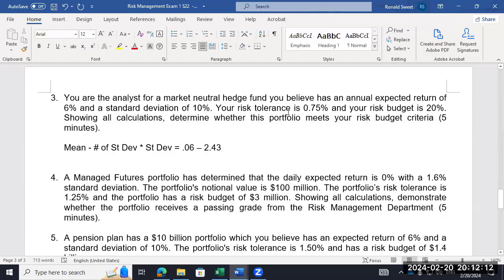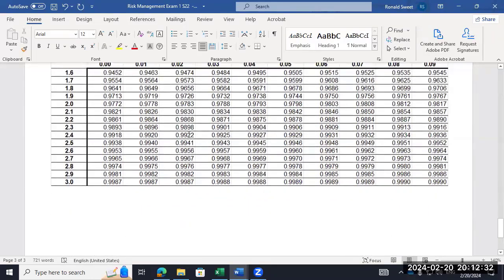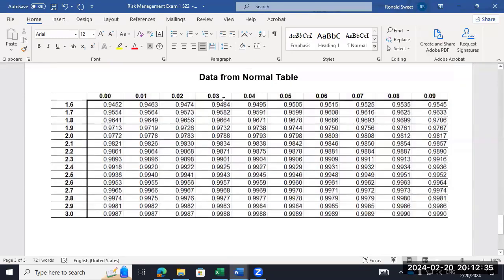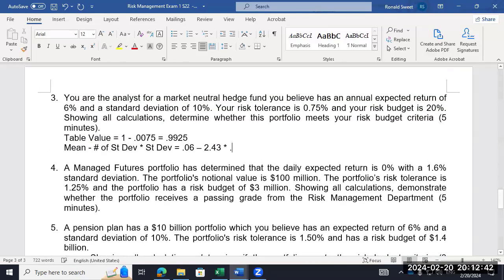So what is our risk tolerance? So the table value, what table value are you going to look for? 1 minus 0.0075, that equals 0.9925, is that right? So you go find 0.9925. There it is right there. 2.43. That looks right. Times, and what was their standard deviation? 10. All right. And it is the absolute value of that.